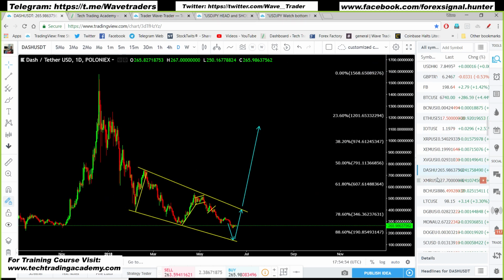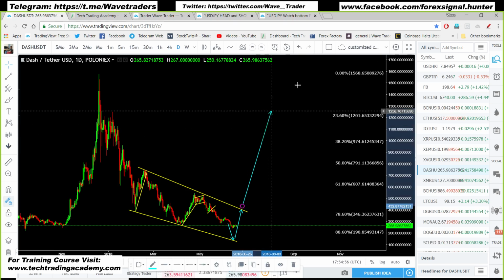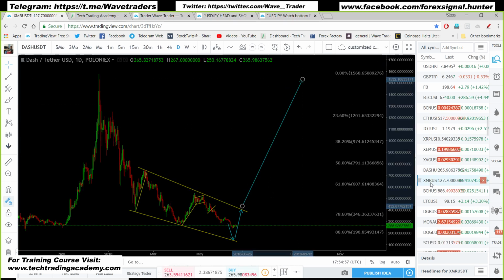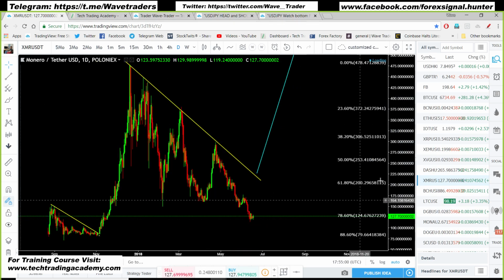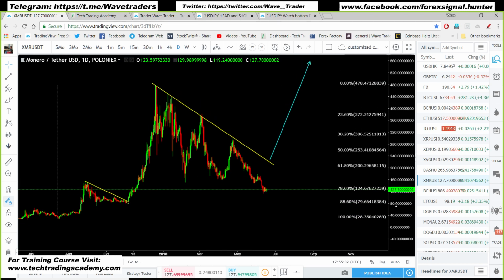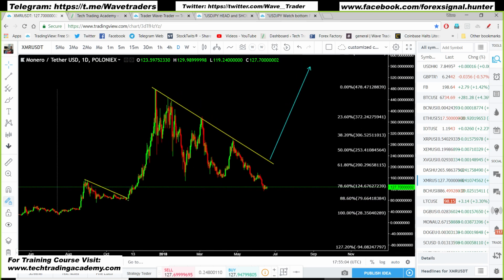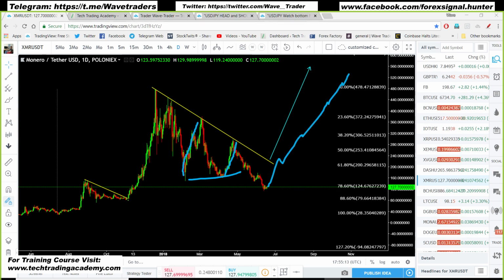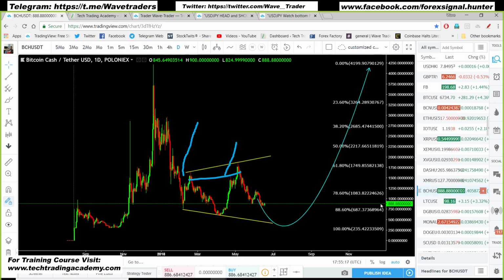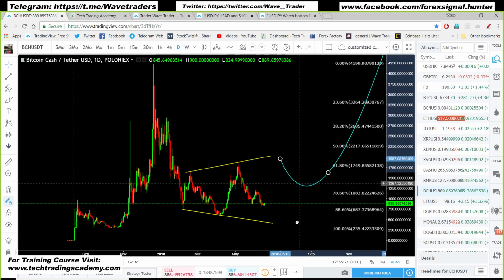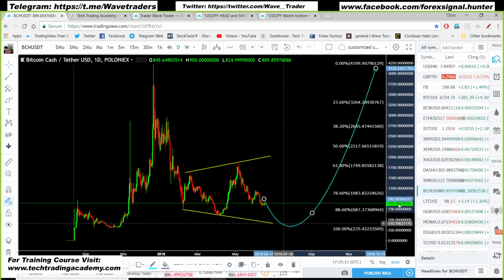New low. All right, go back up. This is your longer term trade. All right, and Monero has broken down the previous bottom. Okay, this is your trade. Watch for that trade. All right, Bitcoin Cash, watch for a buy from the previous bottom. All right, you see that? This is your trade. This is your longer term trade.